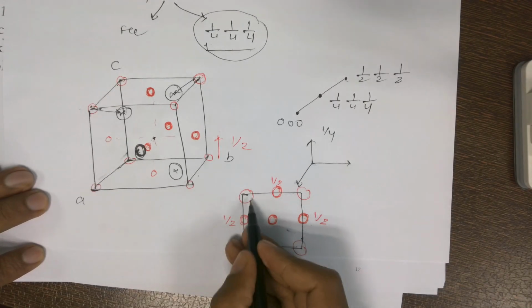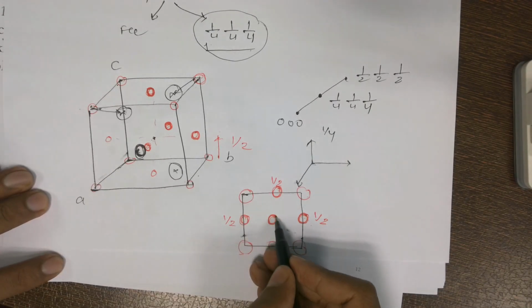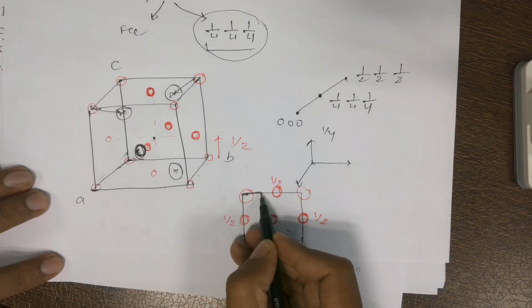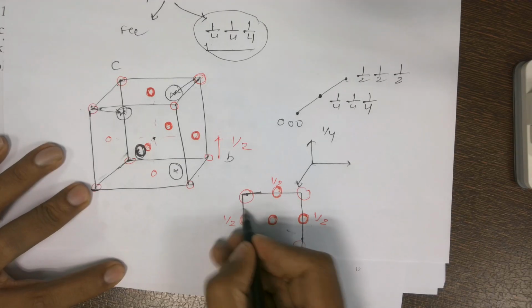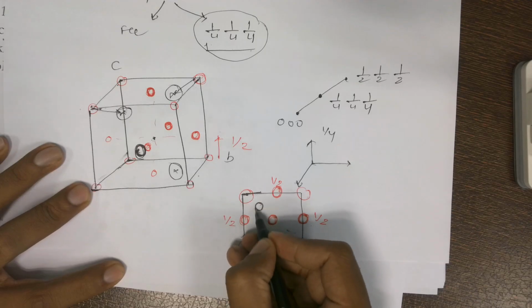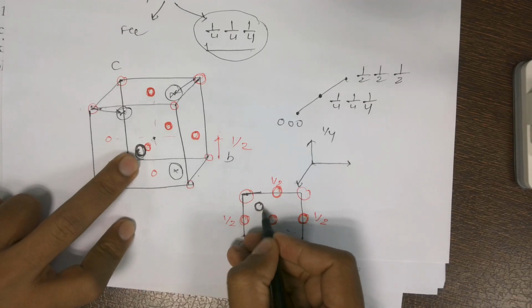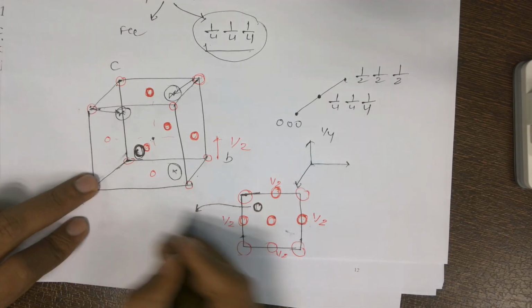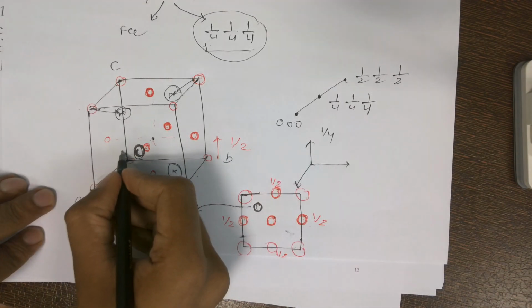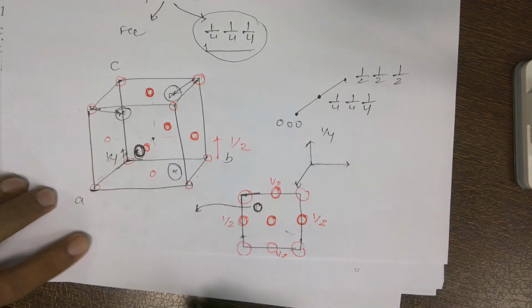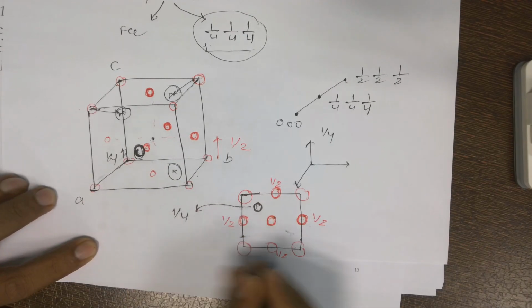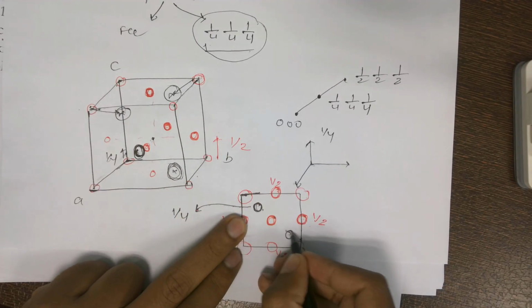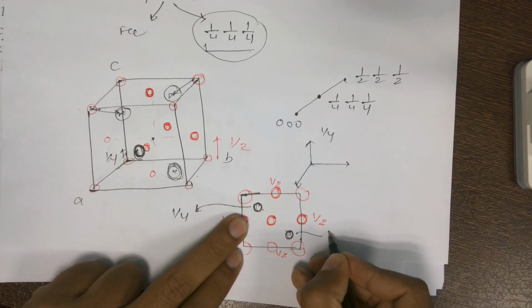Now my aim is to know about this particular atom. Considering this to be the origin, I have to go 1 by 2, 1 by 4 along this and 1 by 4 along this. So I will get an atom somewhere over here. But its height, if I try to represent along the C direction, is only 1 by 4. Right? So here I have to write 1 by 4. What about this one? This is also at the same height, at the 1 by 4th.